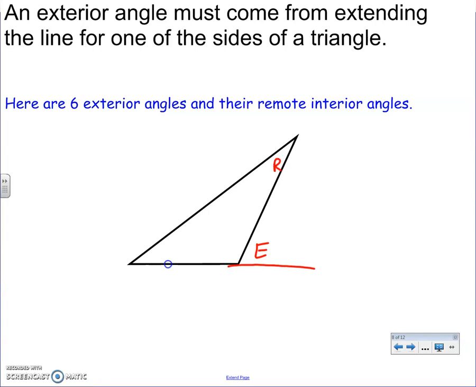This would be the remote. This would be the remote. If I extended the side, this side right here, this is the exterior angle. Those are still the 2 same remotes. Again, those 2 exterior angles are vertical of each other, so they're the same.